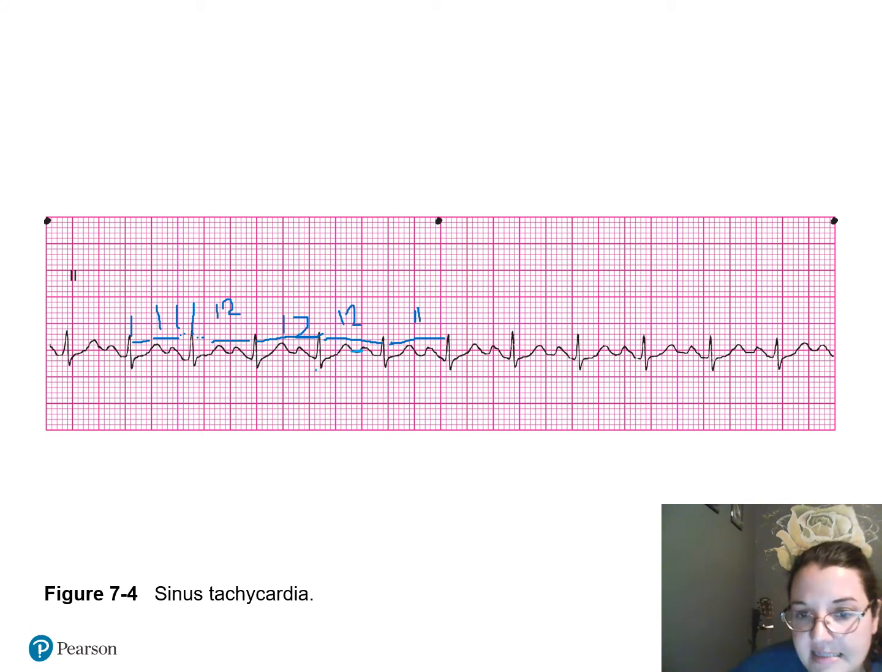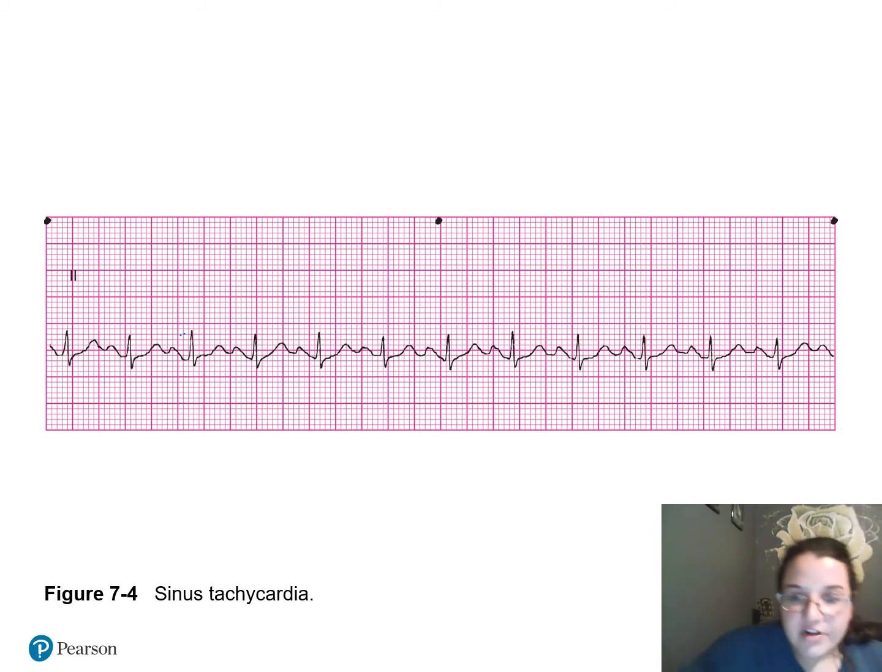And you get the idea. They're probably going to be between 11 and 12 boxes all the way down. I was counting in between each one of these R to R intervals. Since I'm only one box away from 11 and 12, this is going to be a regular rhythm. So I have QRSs, I have P waves, they are married. My regularity is regular.